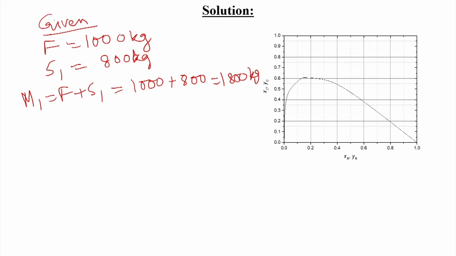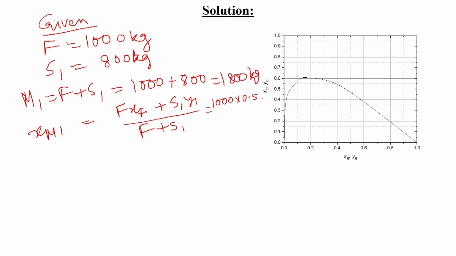Okay. And xm1 will be like this, using the formula F xf plus S1 into y1 divided by F plus S1. That is, F is 1000 into 0.5 plus 800 into 0.005, that is 0.5%, divided by 1800. So, it is coming out as 0.28.